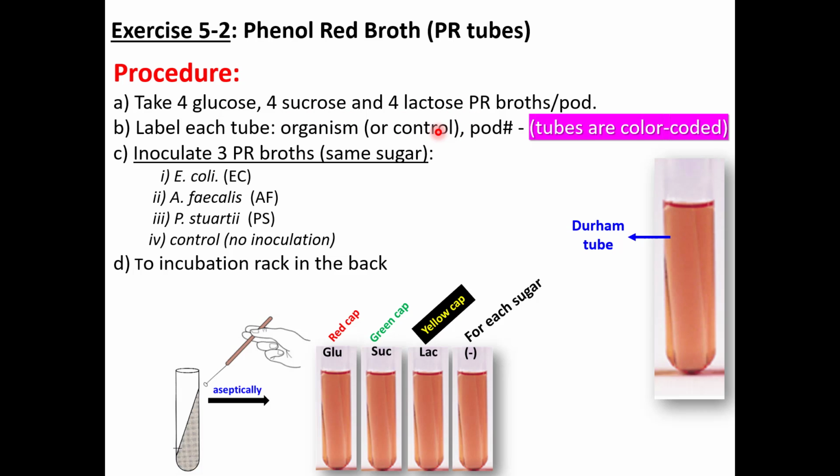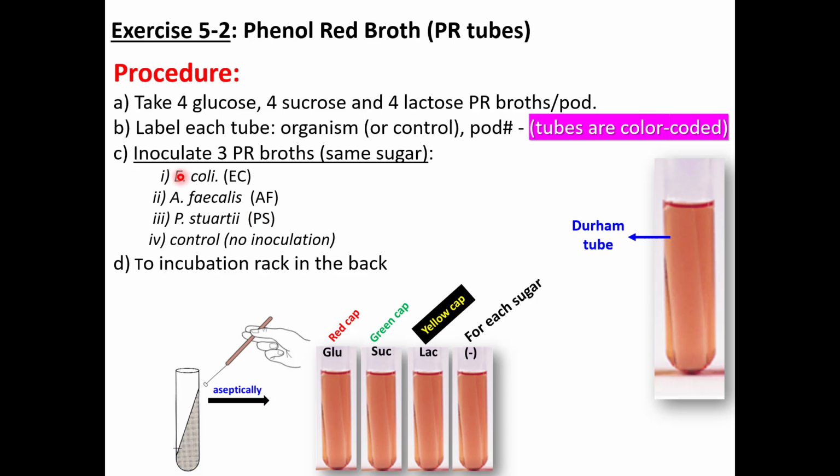Okay, and then we would label the tubes properly, because each tube that has a different sugar would have to be inoculated with one of those 3 species. So we would inoculate with E. coli, A. faecalis, and P. stewartii. And then we also do a control. A control in this case would mean no bacteria whatsoever, no inoculation.